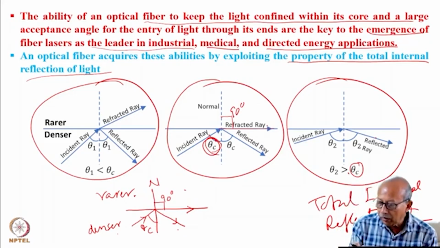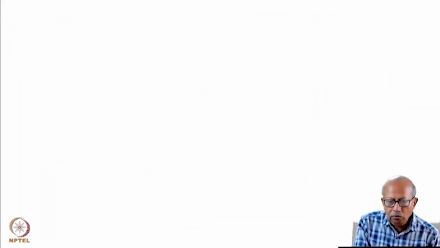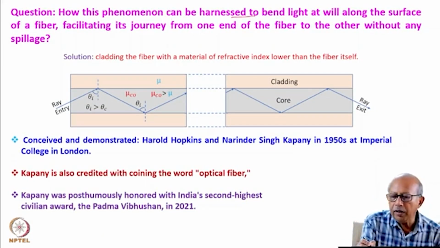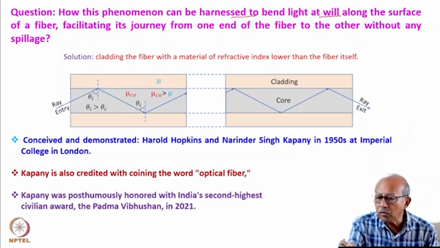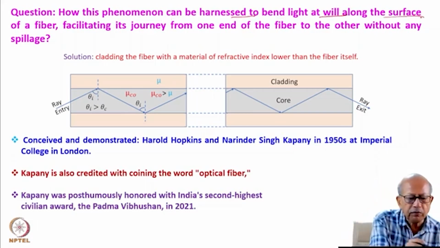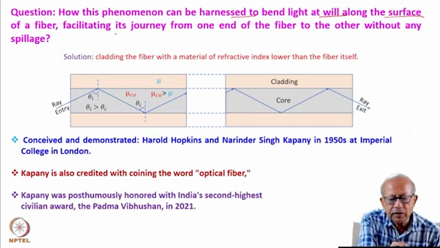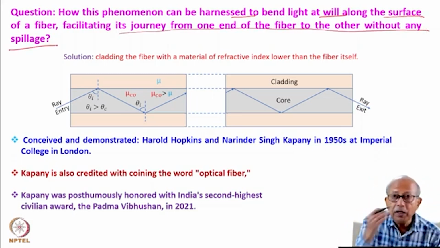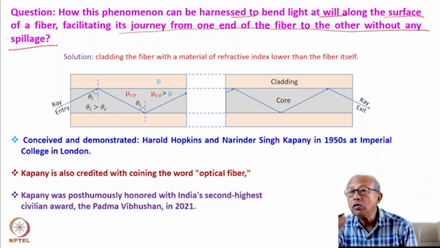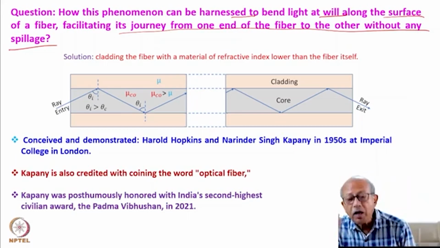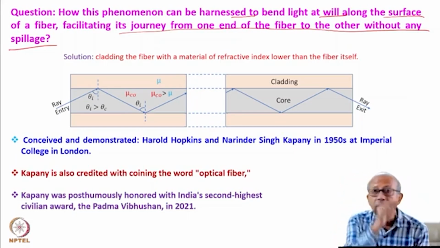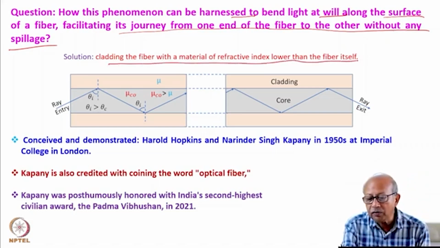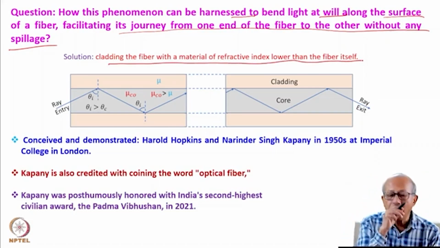So how can this phenomenon be harnessed to bend light at will along the surface of a fiber, facilitating its journey from one end of the fiber to the other without any spillage, that is, without any loss of energy through refraction? The answer lies in cladding the fiber with a material of refractive index lower than that of the fiber itself.